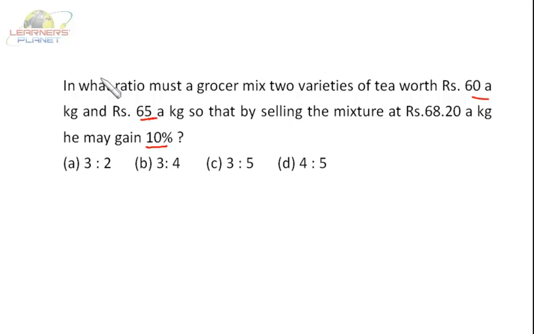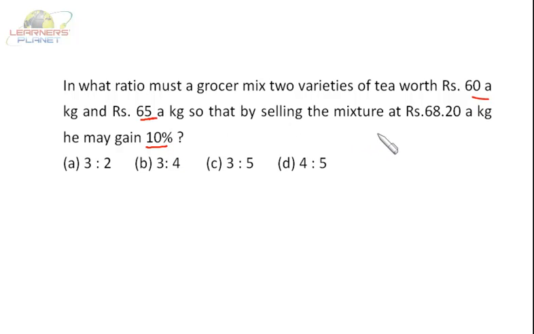Now let's see this question. In what ratio must a grocer mix two varieties of tea worth rupees 60 a kilogram and 65 a kilogram so that by selling the mixture at rupees 68.2 a kilogram he may gain 10%? Friends, the 60 and the 65 are representing cost price, but this 68.2 is representing selling price. So to apply the allegation technique, all of them should represent a single variable. Now this is selling price over here, and we are having a 10% profit as a whole.